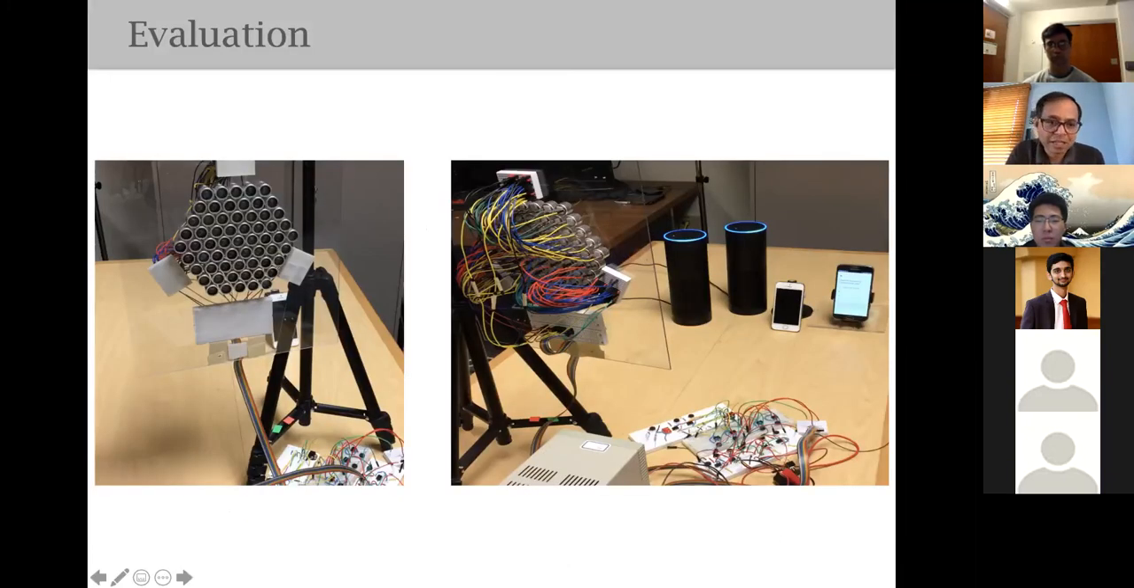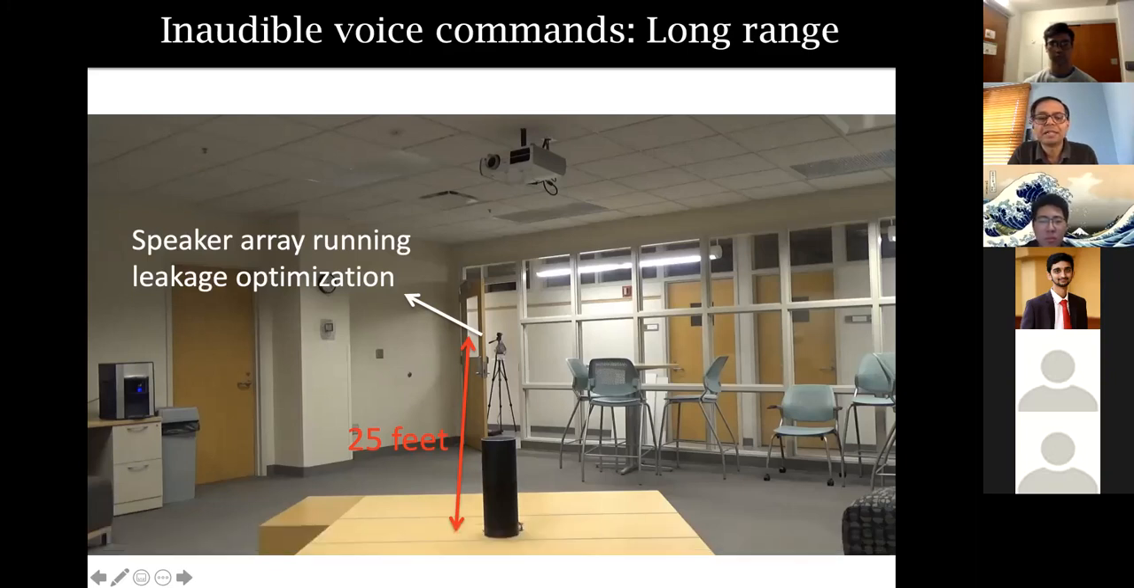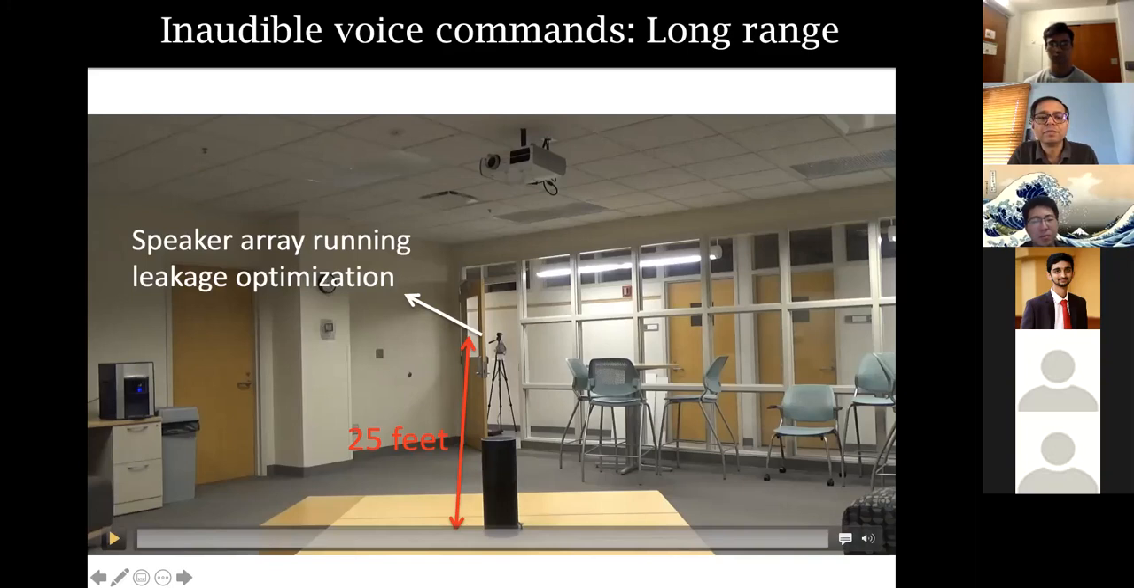Okay, so here is the speaker array that we had built. It has 64 speakers, I think. So you chop that green mountain signal into small, fine pieces and you play them together. Now the distance from the transmitter to the Alexa is 25 feet. And now I can play the demo.